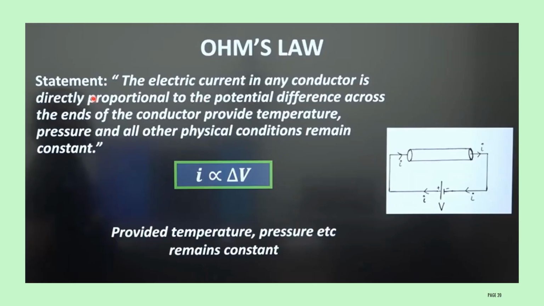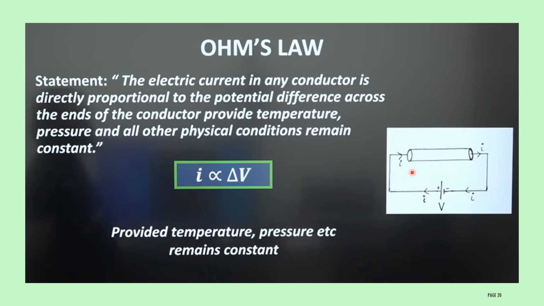Ohm's law statement: the electric current in any conductor is directly proportional to the potential difference across the ends of the conductor, provided temperature, pressure and all other physical conditions remain constant. I is directly proportional to delta V. This is the condition of Ohm's law.